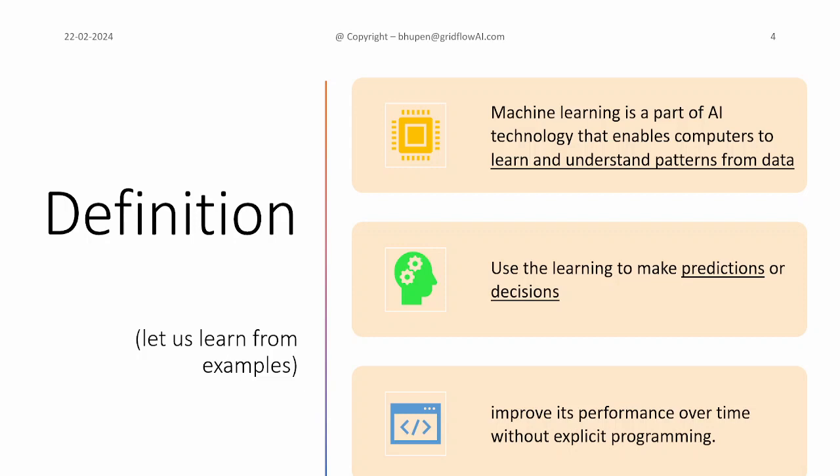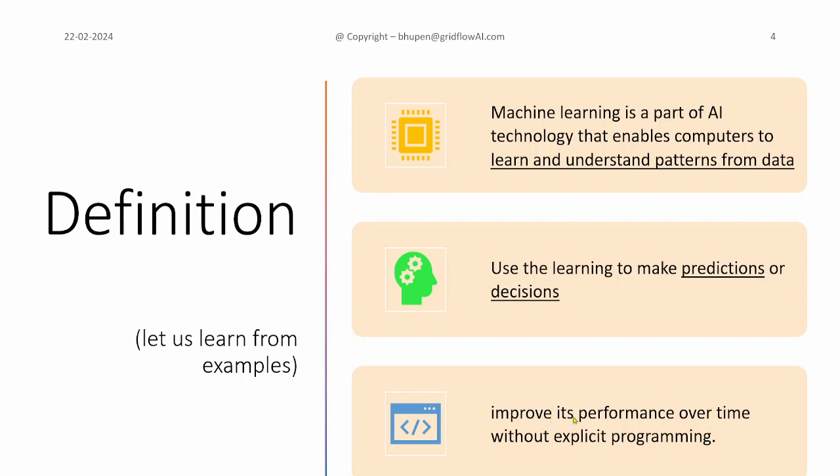It is actually a part of AI which enables computers to learn and understand the patterns from the data. Now, what is the meaning of learn and pattern? That I'm going to explain in the subsequent slides with examples. So we will look at many examples here to understand the intuition behind patterns and learning. And then we use the learning acquired by the model for predictions or making some kind of a decision.